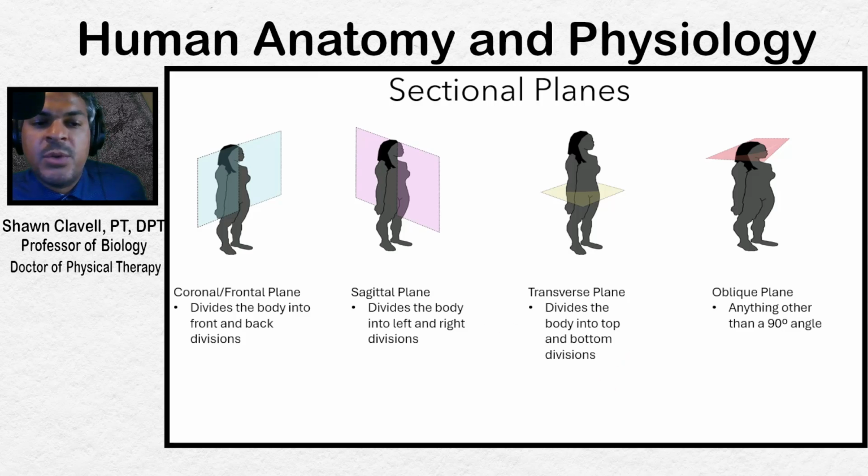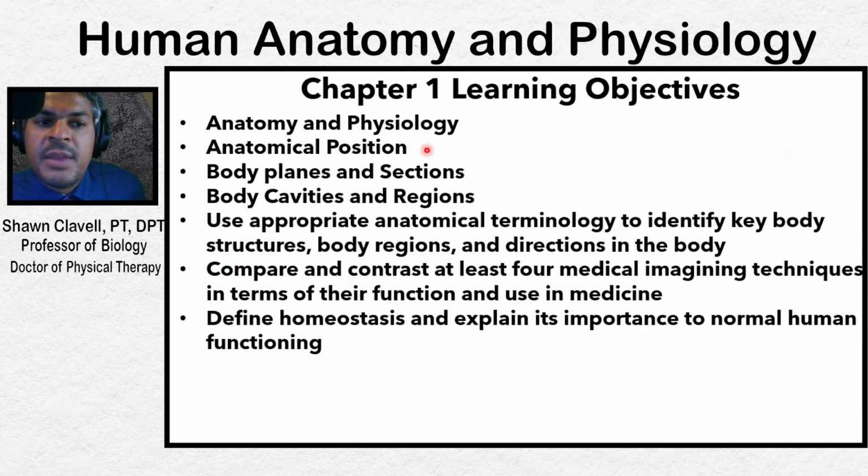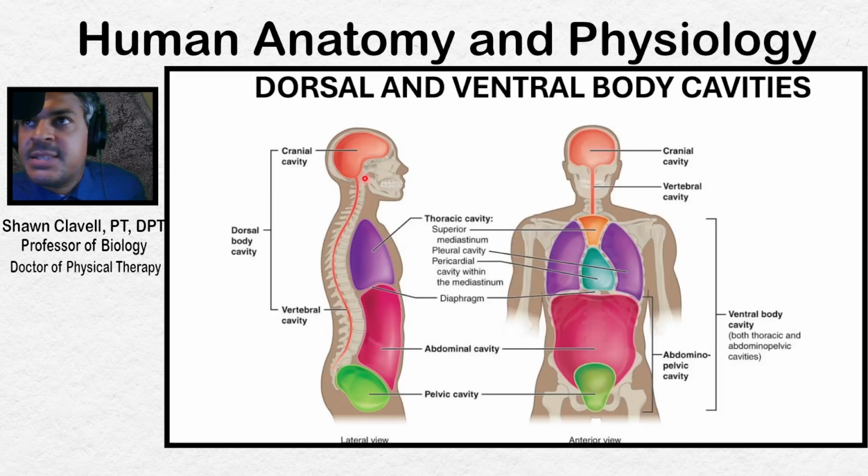Again, it's going to be heavily weighted towards knowing anatomical terminology. So, we talked about the anatomical position, body planes and sections. Another thing to be familiar with is the body cavities. We've got this slide here that goes over the dorsal body cavity towards the back and the ventral body cavity. And the dorsal and ventral body cavities have subsets, so you can see that the dorsal body cavity is made up of the cranial and the vertebral cavity, whereas the ventral body cavity is made up of the thoracic and abdominal pelvic cavity.